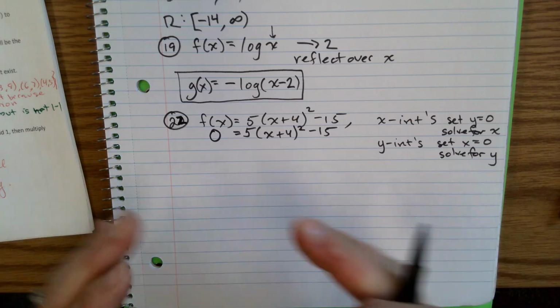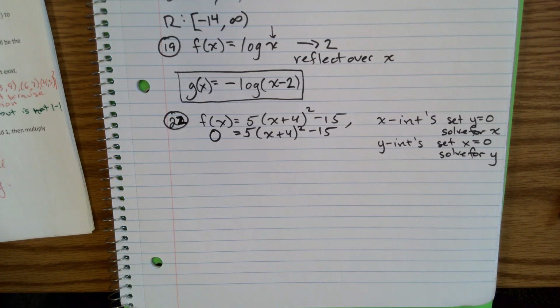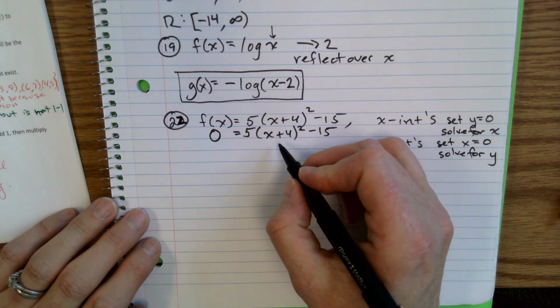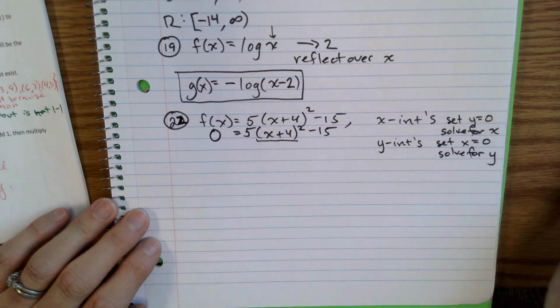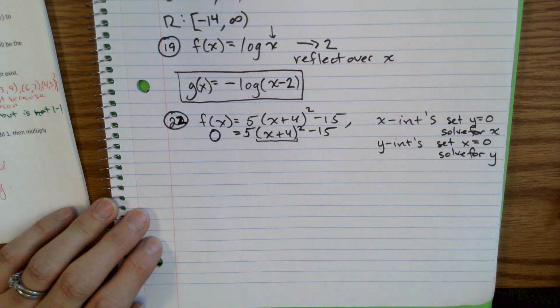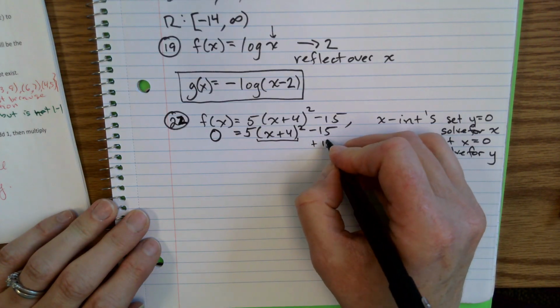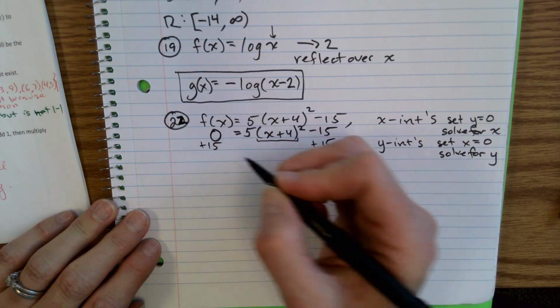2 ways to solve this. We can multiply it all out and refactor, or a little bit more straightforward way is to try to get the x plus 4 by itself. And then we can square root both sides. I'm going to do it that way. So add 15 to the other side.